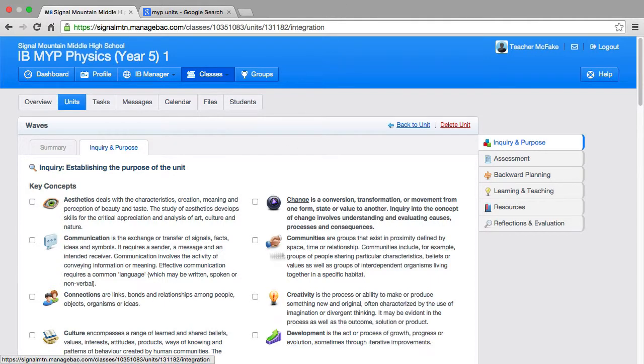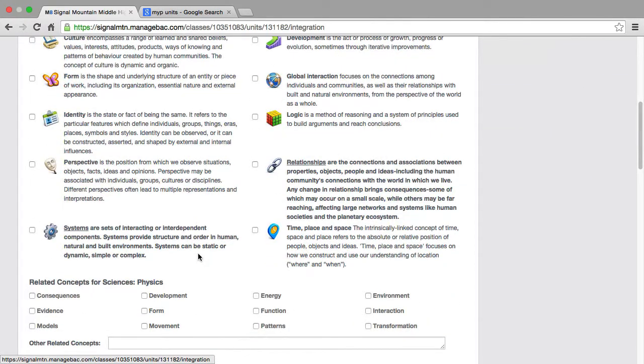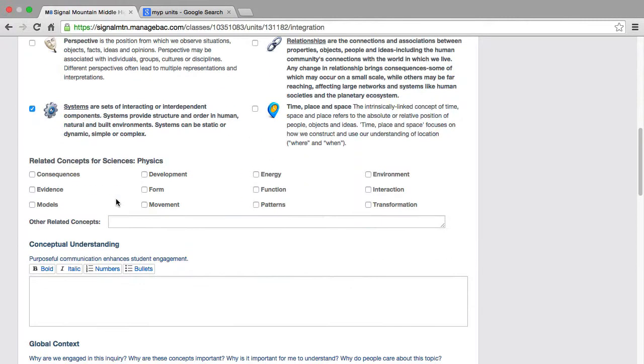My key concept in this chapter is going to be systems, because I want to describe how multiple devices and components all fit together and how we can manipulate and harness the waves. The related concepts I've chosen, now understand these related concepts are specific for physics. You might see different related concepts. In fact, you might add your own related concepts. But in this case, I'm going to select form because I want the students to understand what a wave is, what are the different types of waves.